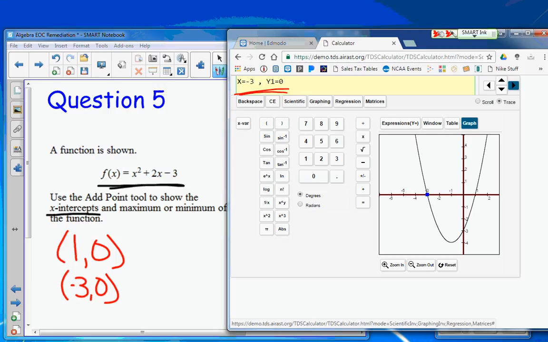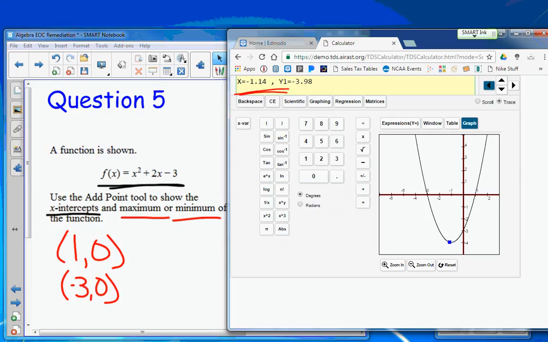The other thing they want you to find is the max or minimum point. Looking at this graph, is there a minimum point or a maximum point? There is a minimum point, and it's way down here. So I'm going to use my trace tool and get down there to the minimum point. And that's how I solve this graph, the quickest way to do it in the least amount of time. I'm going to watch my points up there at the top. There, it got smaller.